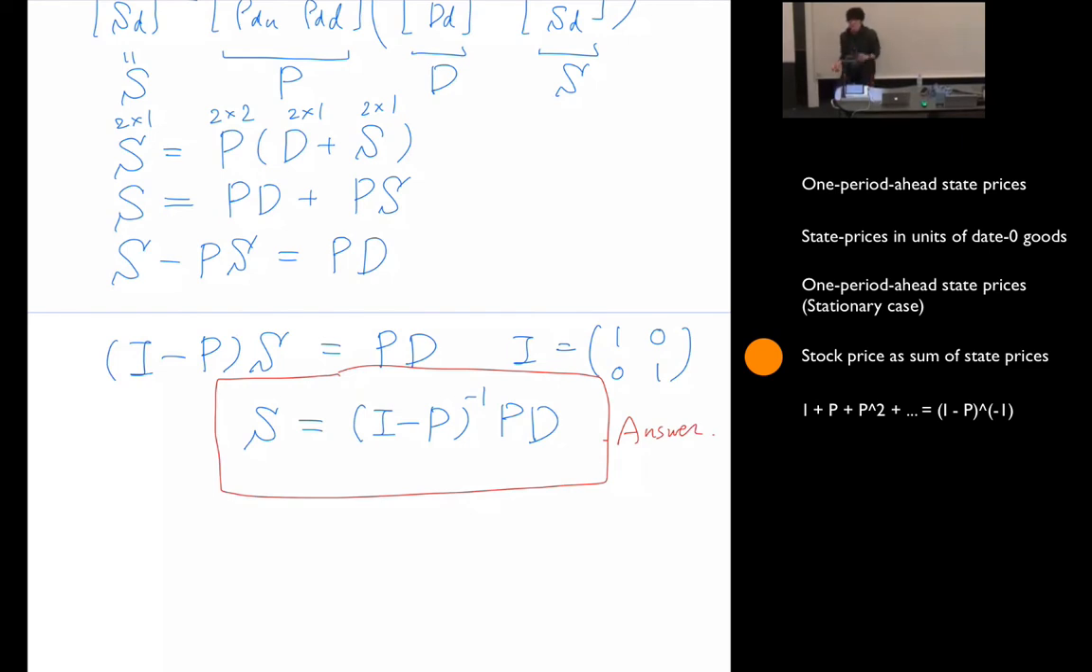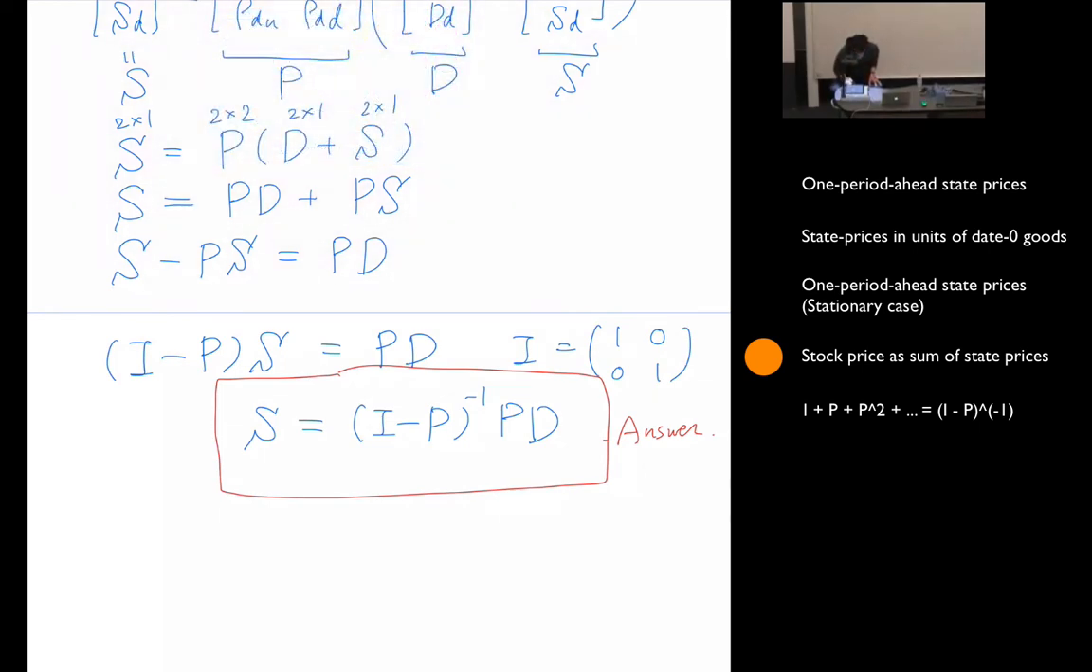Solving a problem is about expressing the endogenous thing in terms of something that is given by the question. Dividends are given, state prices are given. So as long as we express the stock prices in terms of these things, that's the answer.